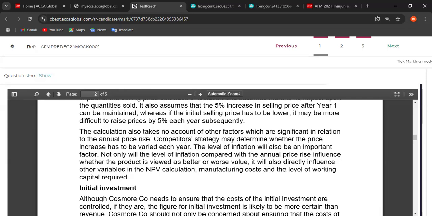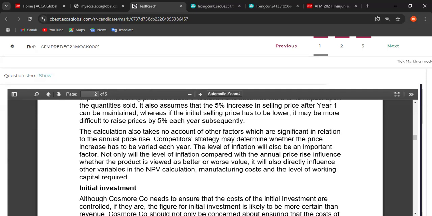Now, the calculation also takes no account of other factors which are significant in relation to the annual price rise. Competitor strategy may determine whether the price increase has to be varied each year. The level of inflation will also be an important factor. Not only will the level of inflation compared with the annual price rise influence whether the product is viewed as better or worse value, it will also directly influence other variables in the NPV calculation, manufacturing cost, and the level of working capital.